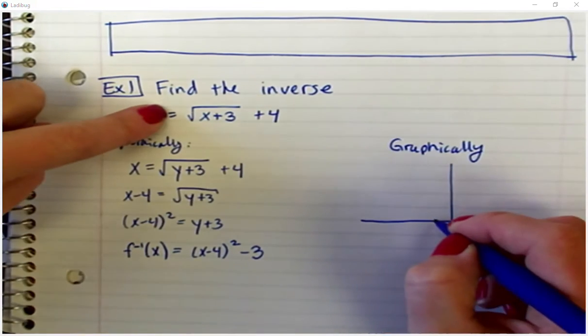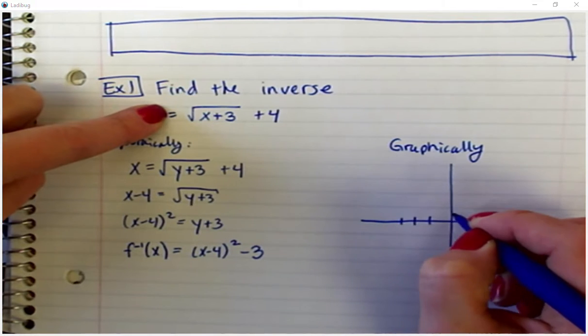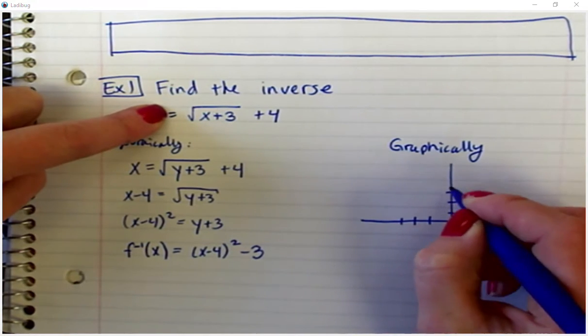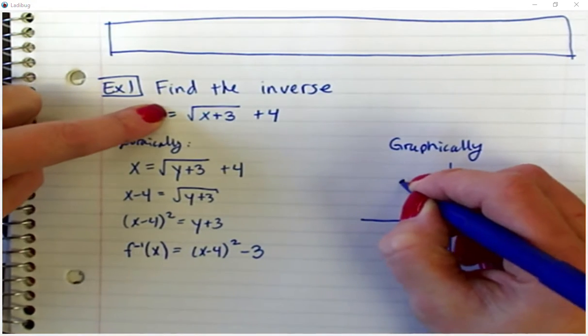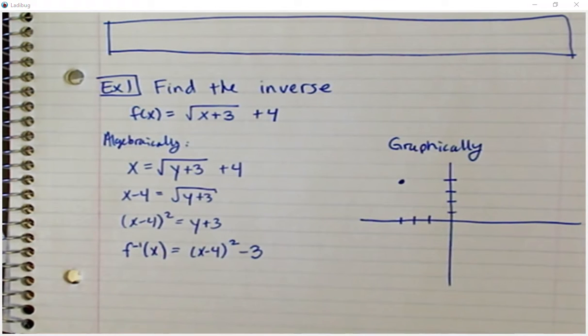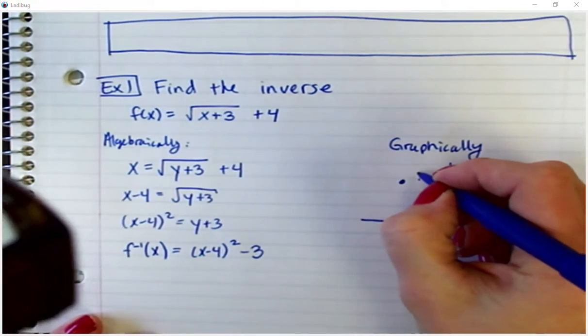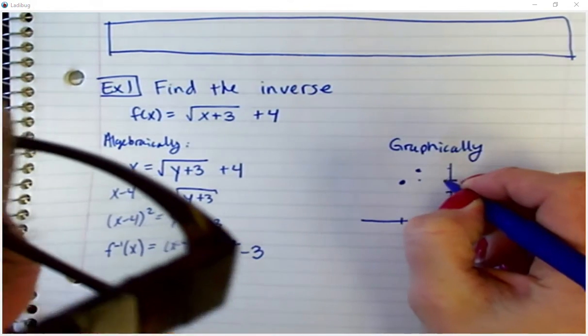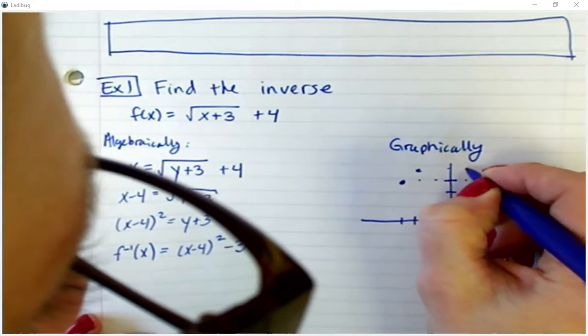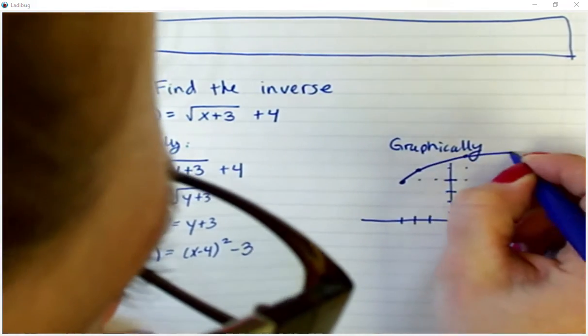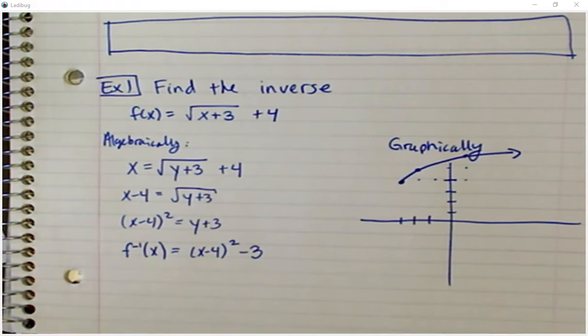So the first one is left 3. 1, 2, 3, 4. Right there's my endpoint. 3, 4. And the graph is opening to the right. So over 1, up 1, 2, 3, 4, up 2. Just the general shape is what I'm going for. Endpoint and arrow.